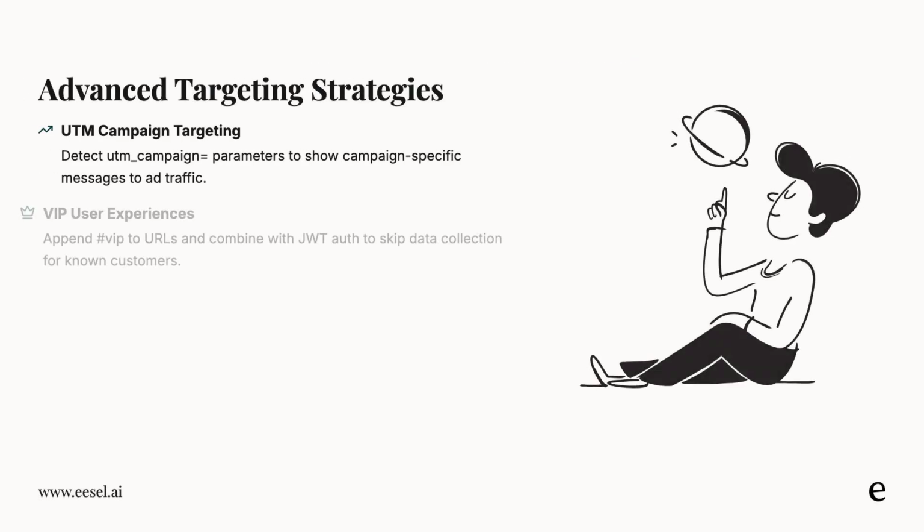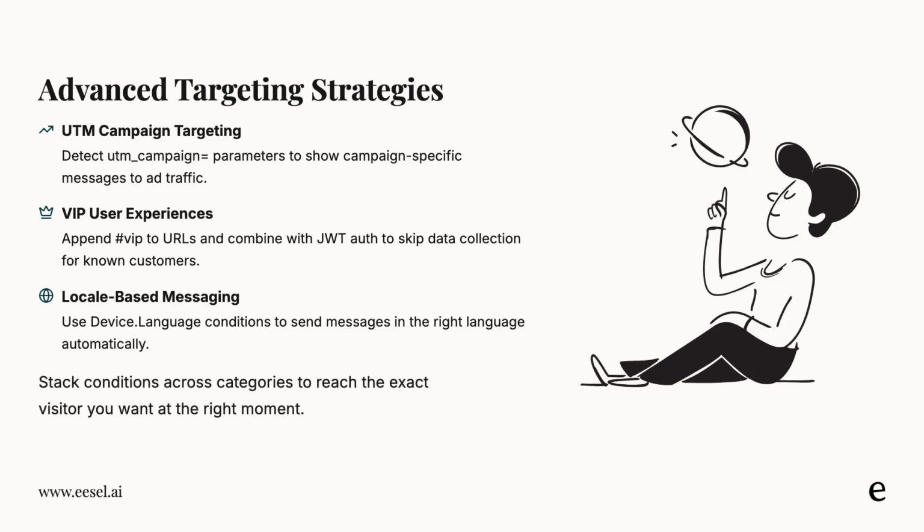Once the basics work, you can get more precise. UTM parameters in page URLs let you show campaign-specific messages to visitors arriving from specific ads. Adding hash values to URLs combined with JWT authentication creates VIP-only experiences. Device language conditions handle multilingual audiences without any extra setup.